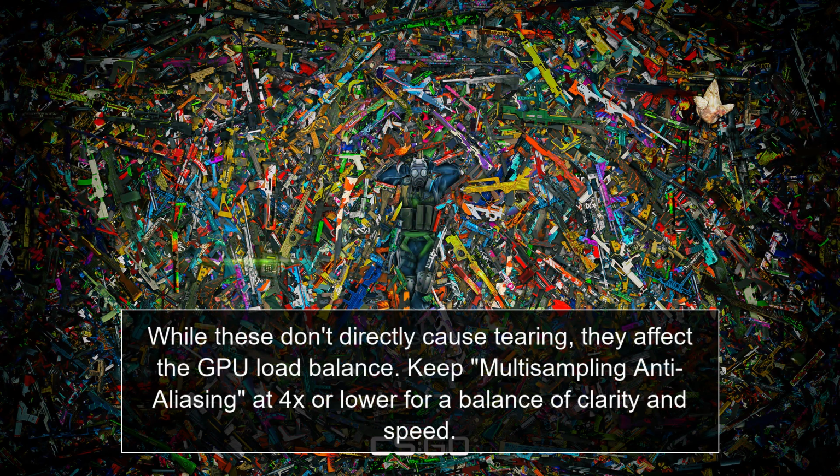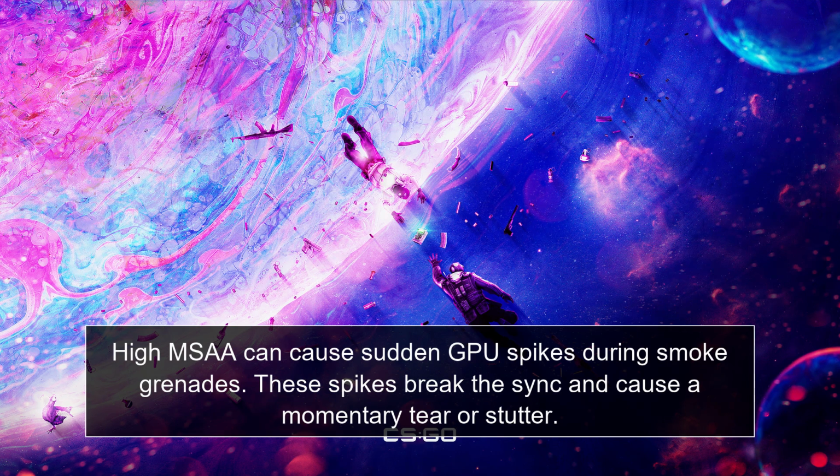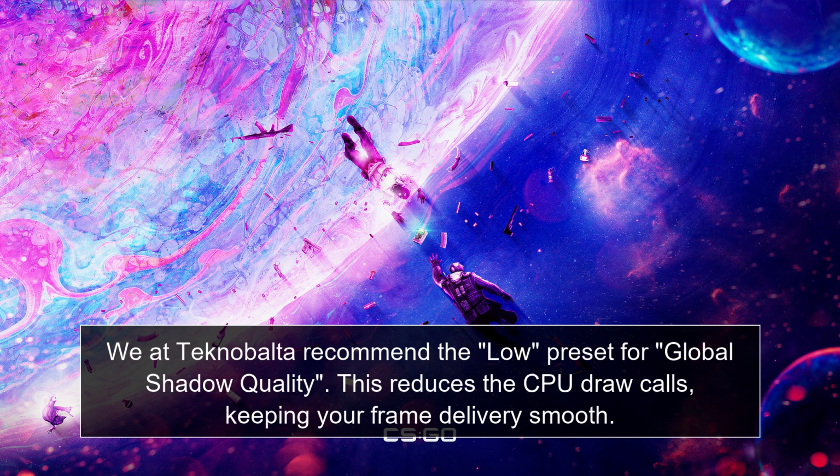Keep multi-sampling anti-aliasing at 4x or lower for a balance of clarity and speed. High MSAA can cause sudden GPU spikes during smoke grenades. These spikes break the sync and cause a momentary tear or stutter. We at Teknobalta recommend the low preset for global shadow quality. This reduces the CPU draw calls, keeping your frame delivery smooth.